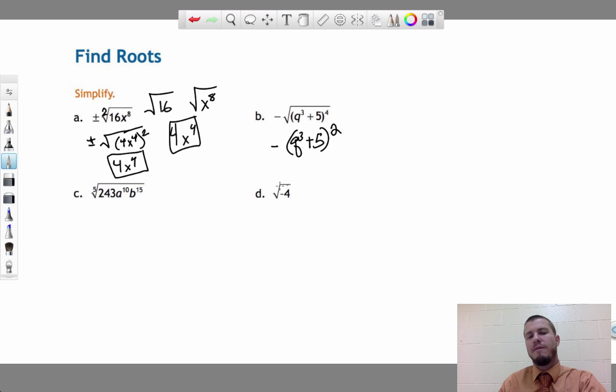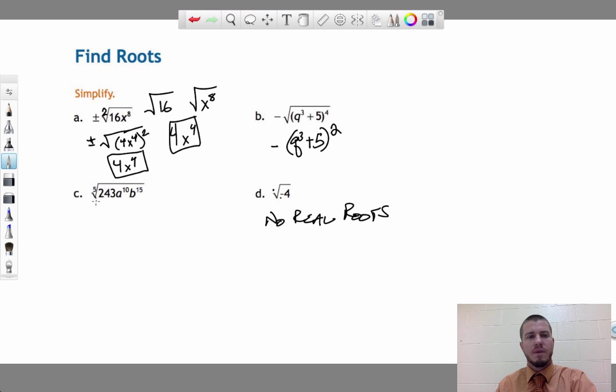Let me look at this one first. The square root of negative 4. Well, because this is an even index and it's a negative radicand, that means there's no real roots. If you're using i's, they only work with the square root. So in this case it could, but remember it only works with a square root.